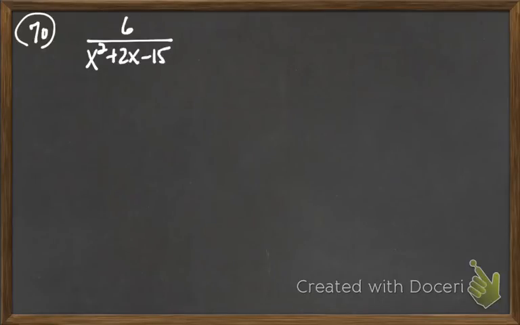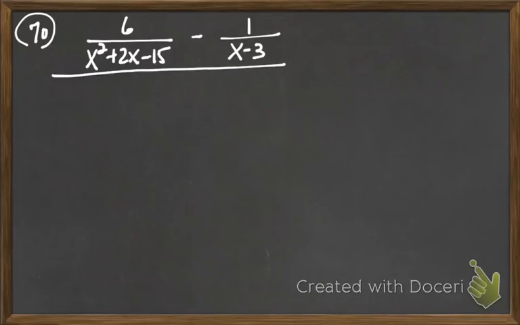Alright, 70. Same type of issue. They're asking you to simplify. This one's a little bit more difficult. How about lots more difficult?